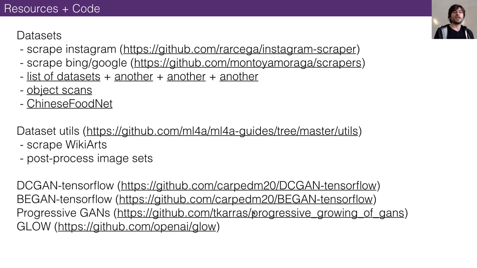Now, the way I'm going to show you how to use it is using Paperspace. However, in general, wherever you can get an environment that has GPUs, you'll be able to use DCGAN-tensorflow. And I'm also going to show you how to use it inside of Paperspace's Gradient.